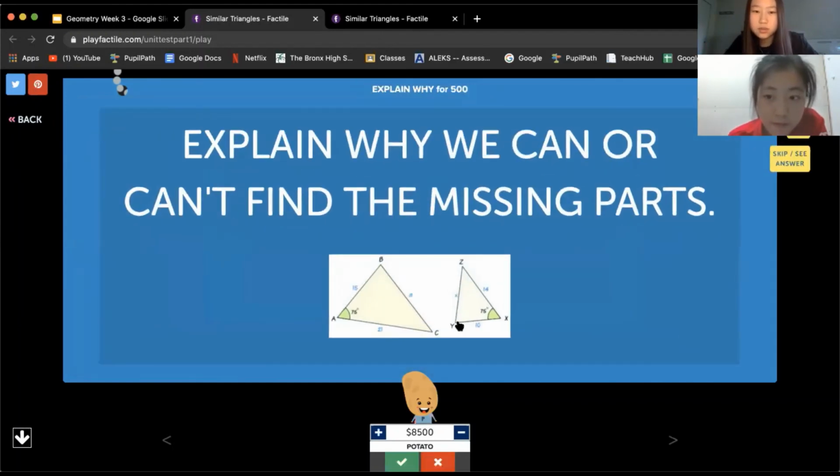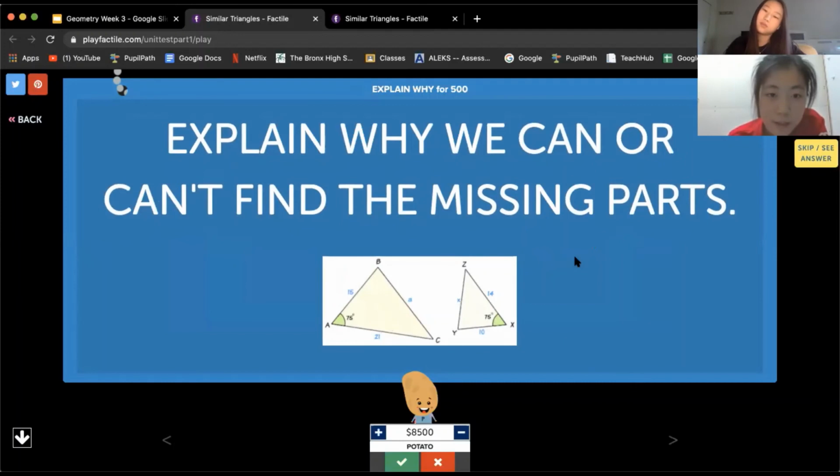Last question. Explain why we can or can't find the missing part. I'm pretty sure we can find the length, but we can't find the angles. Yeah, because there's only one angle and you don't know what the other 2 can be. But for the length, they provided 4 lengths, which is enough for us to find the rest 2.